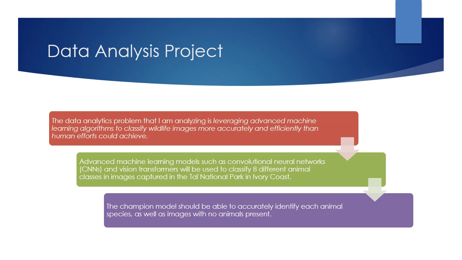For this project, there will be machine learning algorithms used that are specially designed for image classification. We're using convolutional neural networks and vision transformers. They have to assign 8 different animal classes from images captured in different wildlife areas. The championship model will be able to accurately identify each animal species, and there will also be images that don't have animals in them, blank images. It will have to identify those as well as the 8th class.